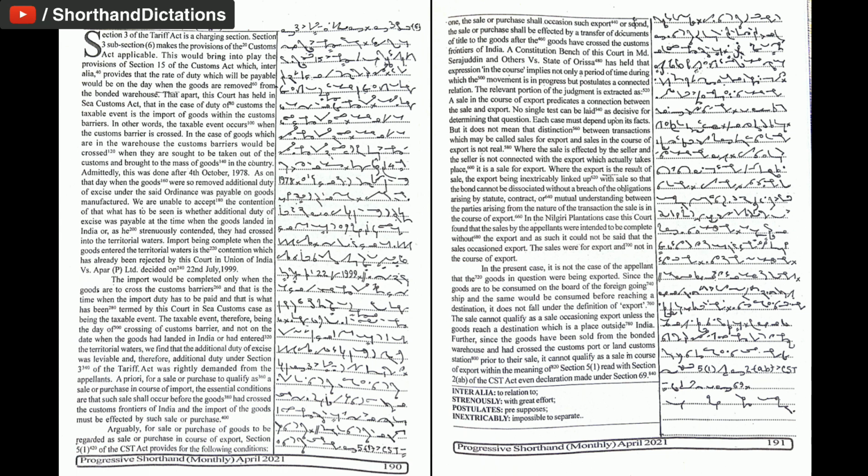warehouse. That apart, this court has held in Customs Act that in the case of duty of customs, the taxable event is the import of goods within the customs barriers. In other words, the taxable event occurs when the customs barrier is crossed. In the case of goods which are in the warehouse, the customs barriers would be crossed when they are sought to be taken out of the customs and brought to the mass of goods in the country.